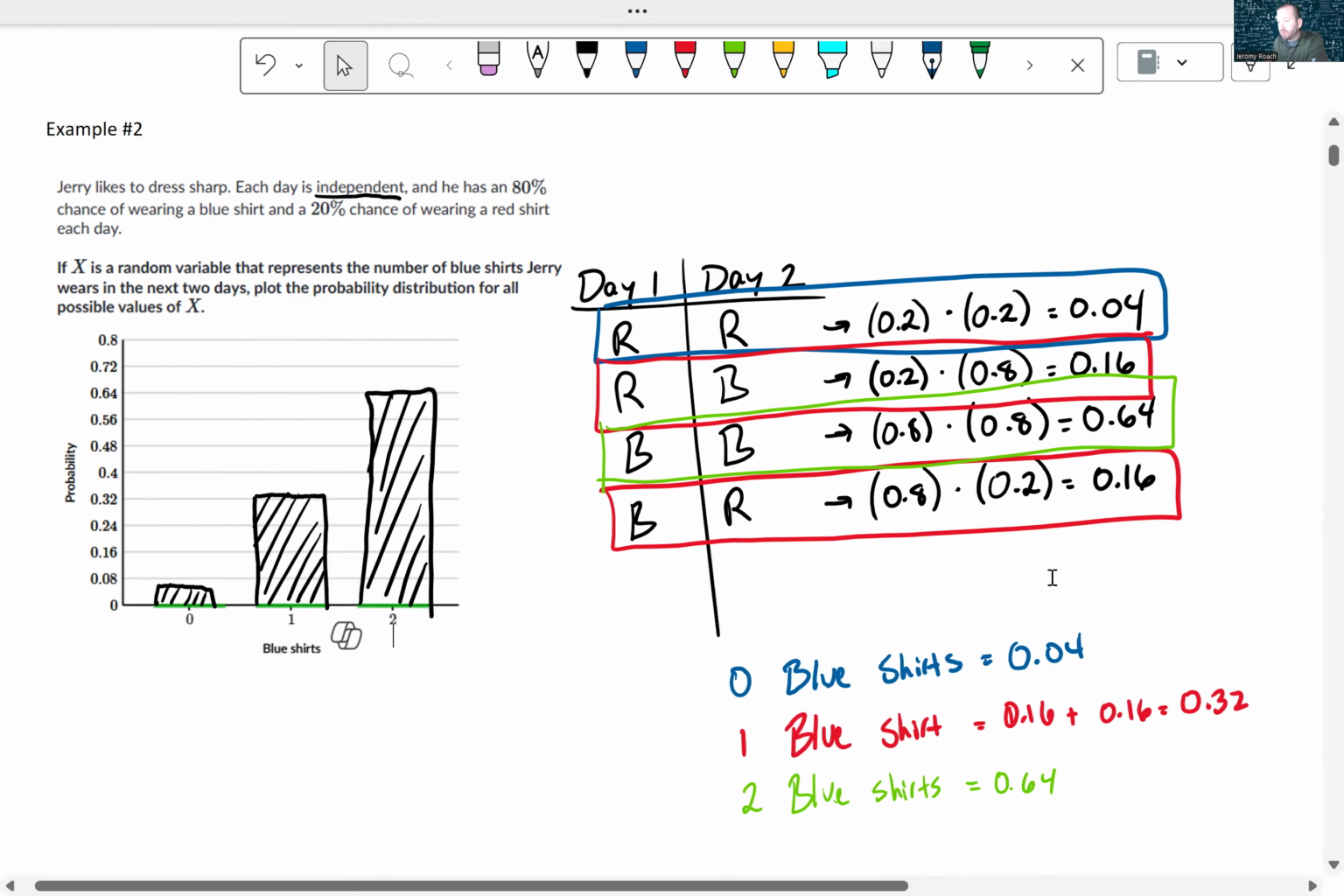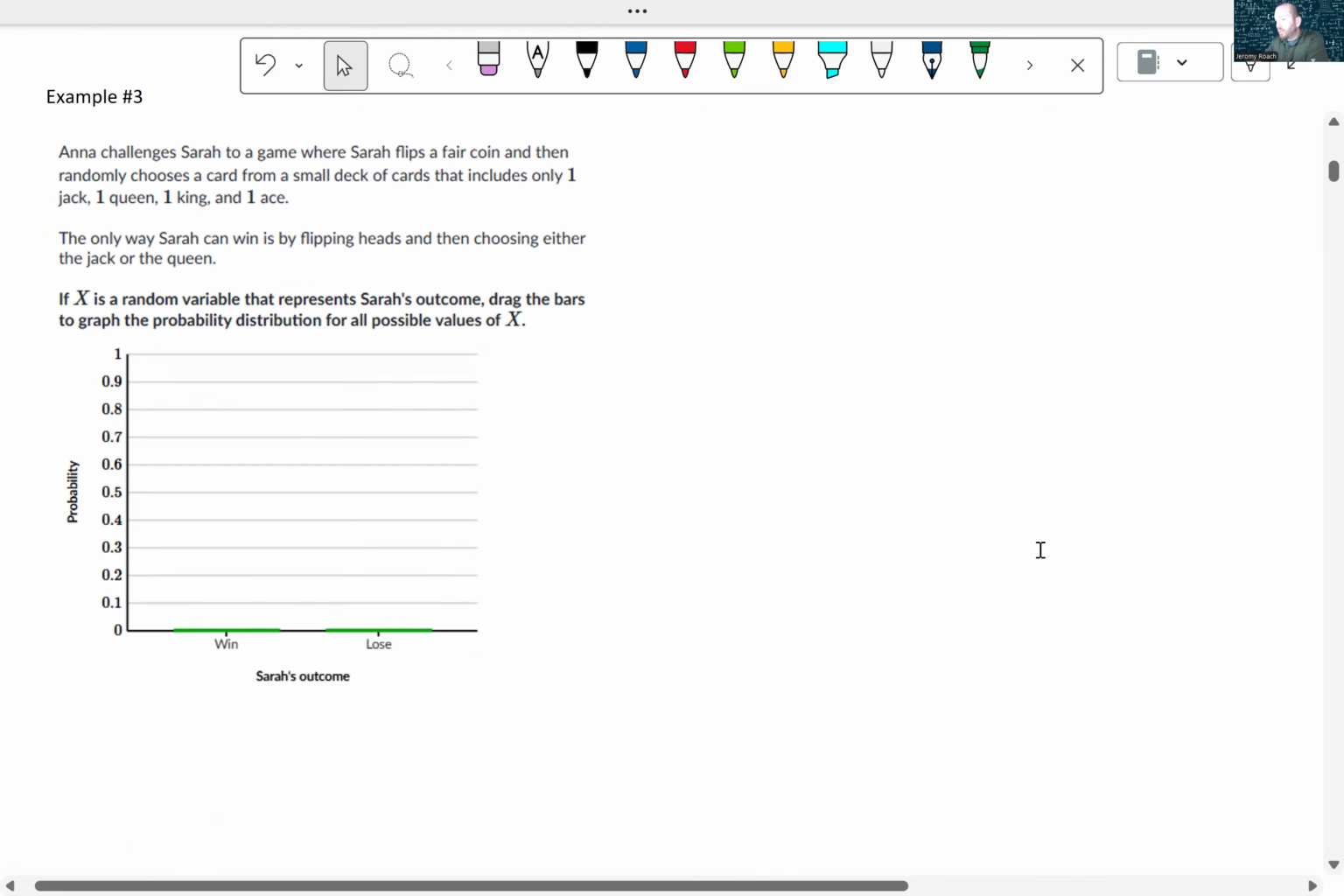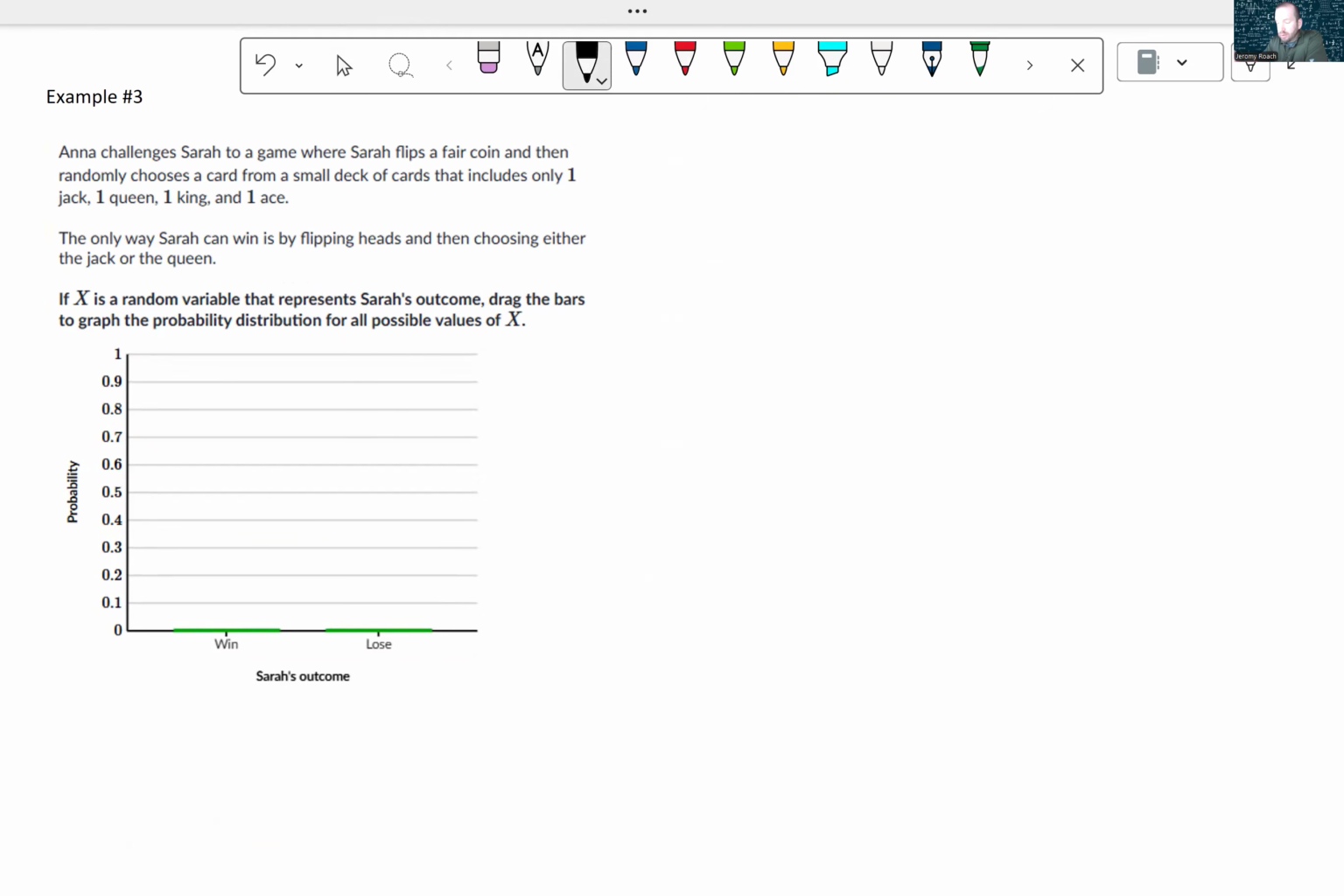Okay, we're going to look at one more with coins. Anna challenges Sarah to a game where Sarah flips a coin. It's a fair coin. That means that it has an equal possibility of getting heads or tails. And then she randomly chooses a card from a very small deck of cards that includes only 1 jack, 1 queen, 1 king, and 1 ace. So there's only 4 cards that she's picking from. So that's what the game involves.